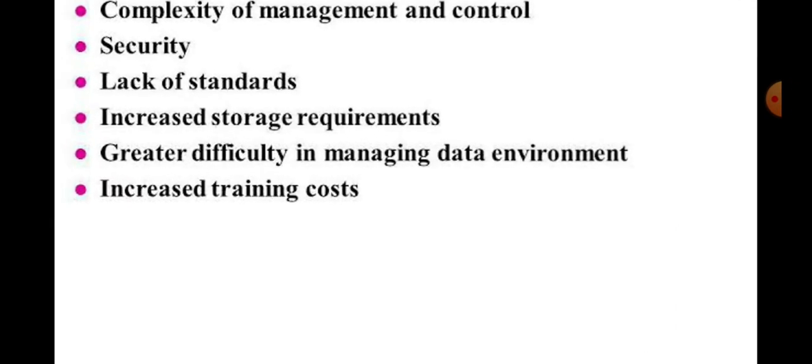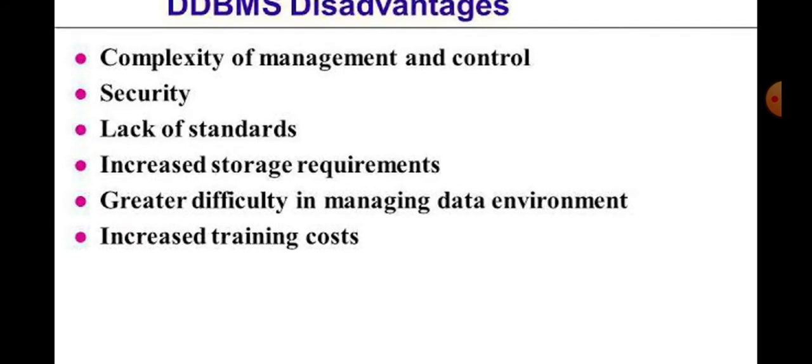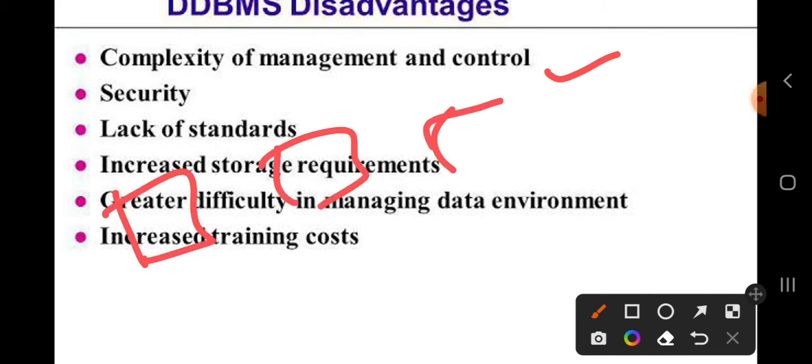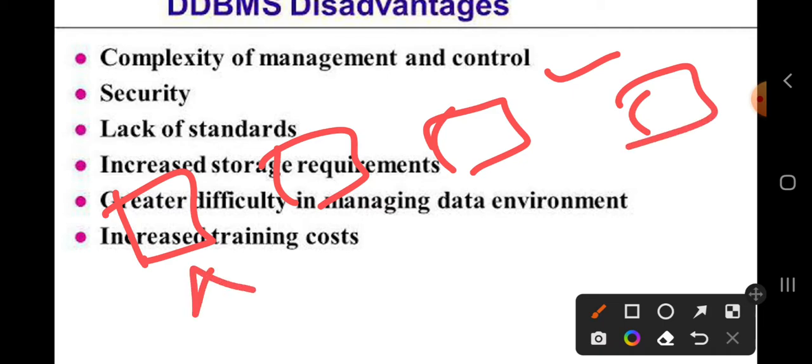This is the slide explaining the disadvantages. The first and foremost difficulty in DDBMS is complexity of management and control. As you know, we have different computers connected to the network. If one system fails, or the computer network fails, then we won't find the complete database in one place. So maintaining the DBMS becomes tougher when we go for a distributed database. This is the difficulty that most users of DDBMS face.